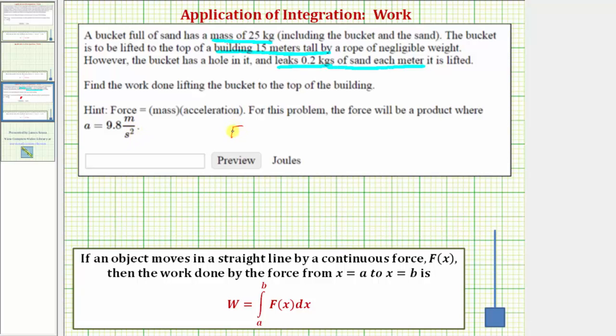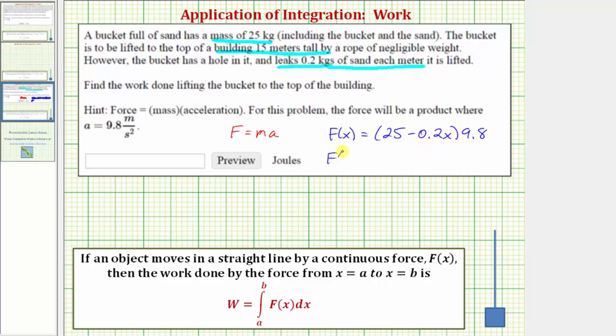So using force equals mass times acceleration, let's work on determining big F of x. Big F of x is equal to, and we'll have to write an expression for the mass, because the mass starts at 25 kilograms, then leaks 0.2 kilograms each meter. So the expression for the mass would be 25 minus 0.2x, where x would be the number of meters the bucket and the sand is lifted, and then times the acceleration due to gravity, which is 9.8 meters per second squared. Let's go ahead and distribute.